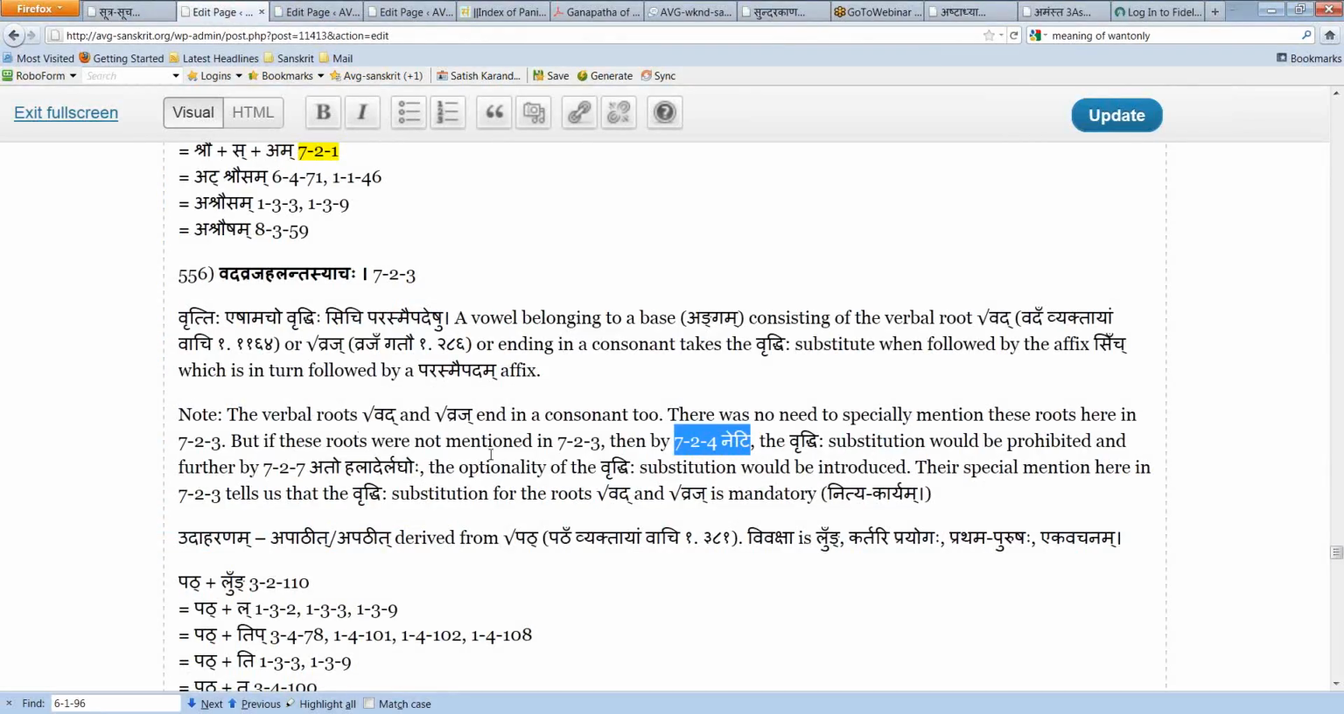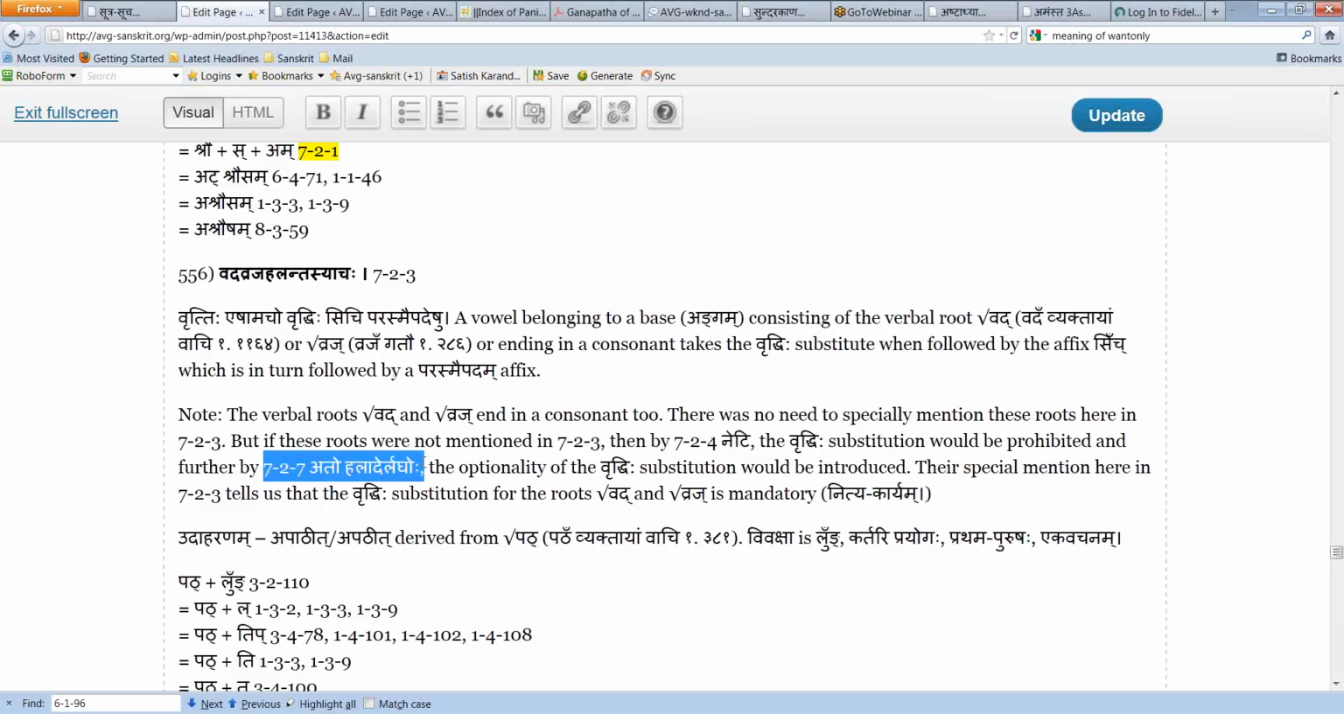Okay. Then after that, we're going to see a sutram again today. Ato halade lagoho would have done an optional vriddhi. But in this case, it is desired to have a nityam vriddhi. So that is why Panini specifically mentions the dhatu vada and vraja in the sutram, in order that there should be a vriddhyadesha invariably for these two. Otherwise, neti would have stopped the vriddhyadesha, and then 7-2-7 would have done a vikalpena vriddhyadesha.